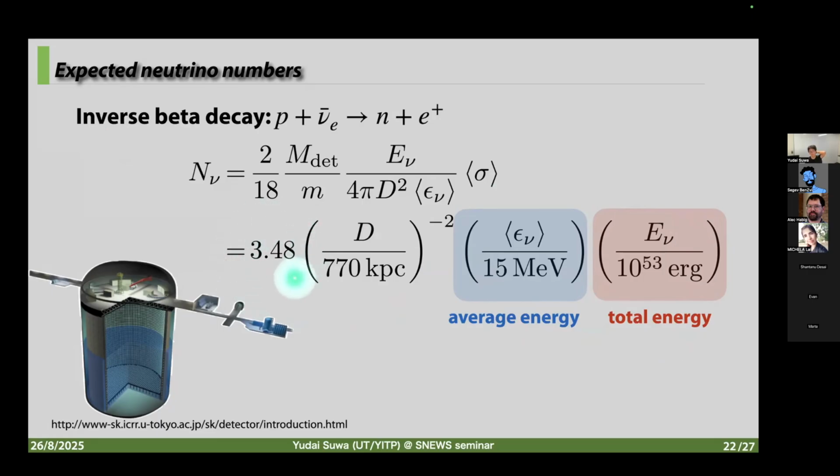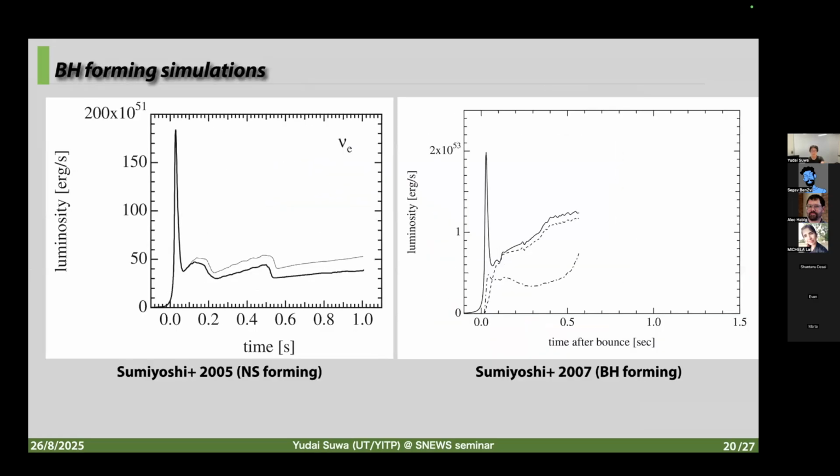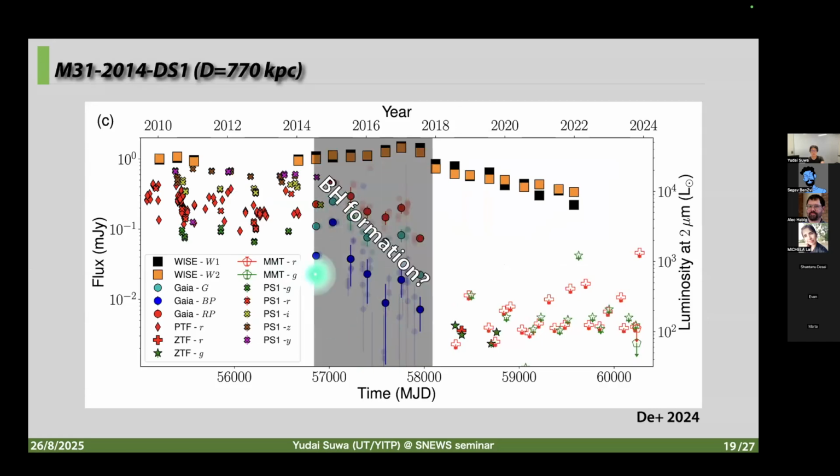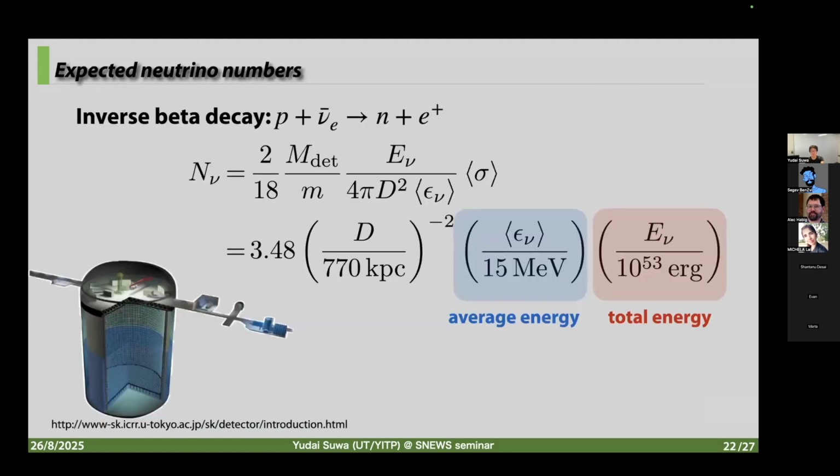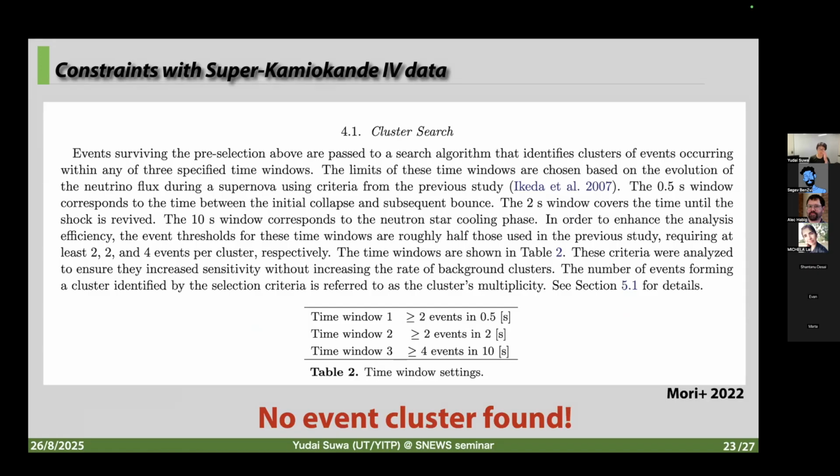So if we have this number, maybe we can detect neutrinos at the time of the black hole formation time scale. So let's check whether we could detect the neutrinos at the time. In 2014, Super-K was running, and the Super-K collaboration has published a vast search paper, this paper. And by looking at the Super-K collaboration paper, they found nothing.